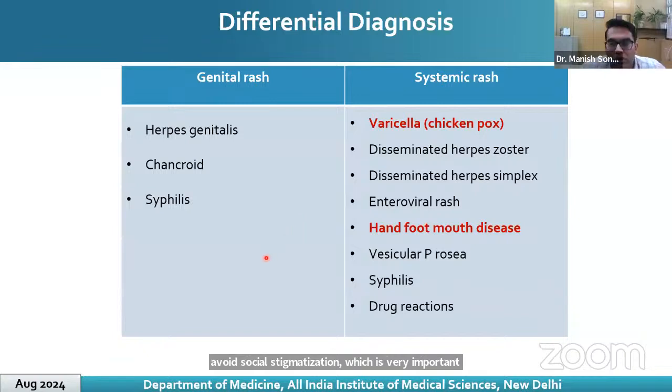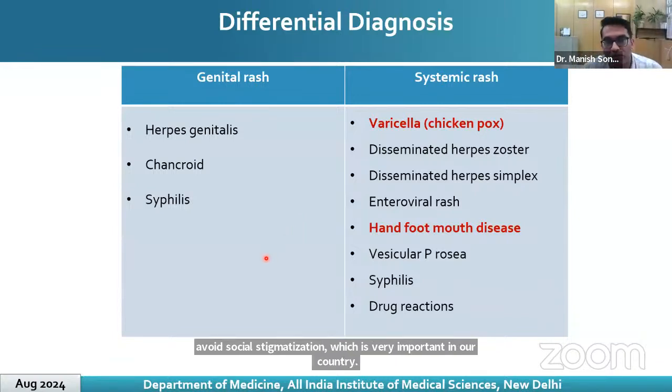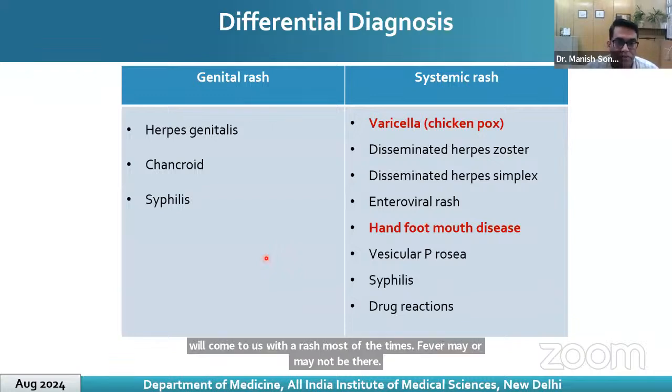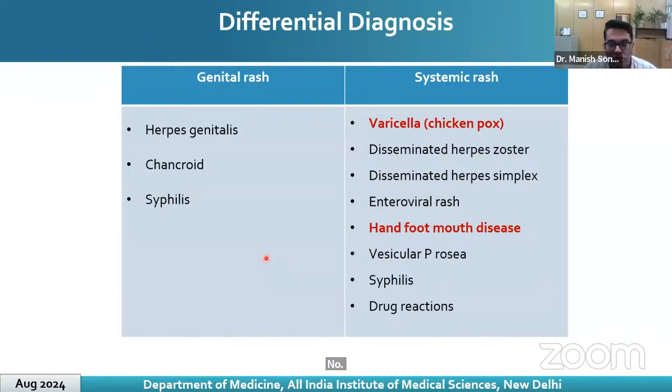So now let's come to differential diagnosis. The patient will come to us with a rash. Most of the time, fever may or may not be there. Now, differentials will depend on whether he or she comes with a genital rash or a systemic rash. So last time it was genital rash. So common differentials in that setting were herpes genitalis, chancroid, and syphilis.